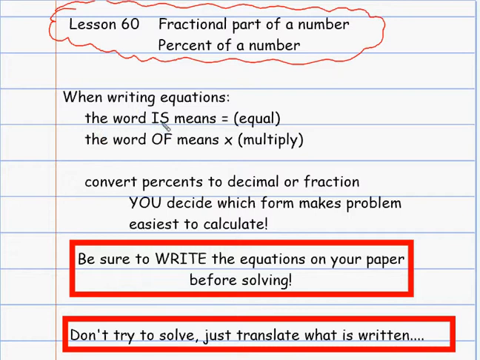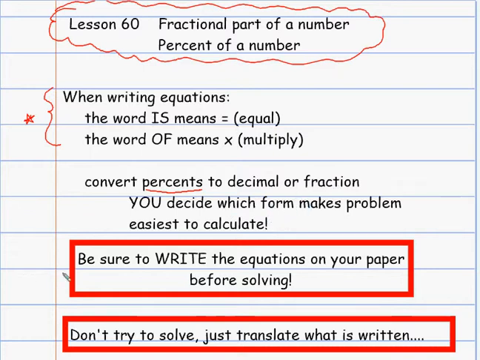So the word "is" means equal and the word "of" means multiply, and if you remember those two things, that will help you make translating from words to equations really awesome. When you get the equation, then you're going to convert percents to decimal or fraction, and you have to decide which form makes the problem easiest to calculate.